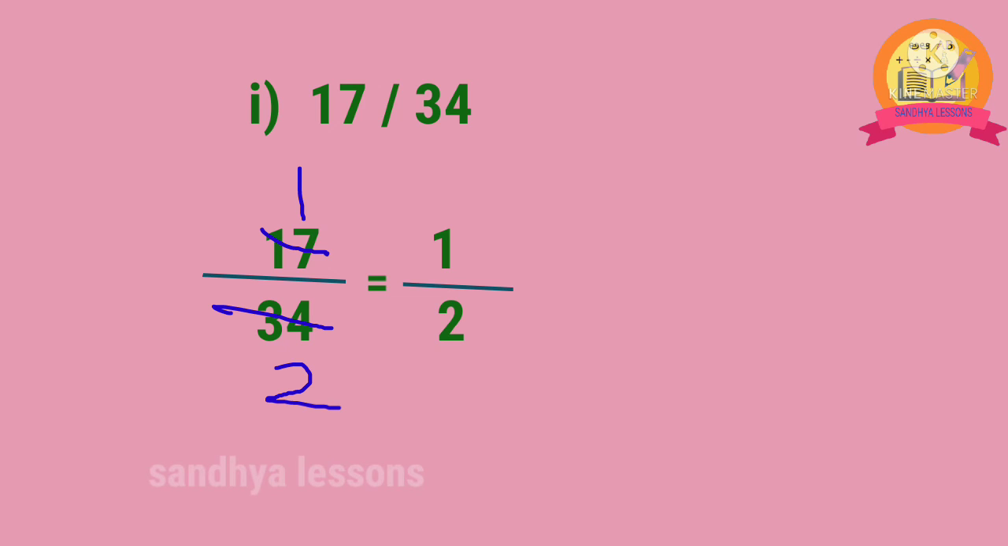I problem, 17 by 34. We can cancel 17 and 34 in 17 table. 17 ones are 17 and 17 twos are 34. So the simple form of the given fraction is 1 by 2.